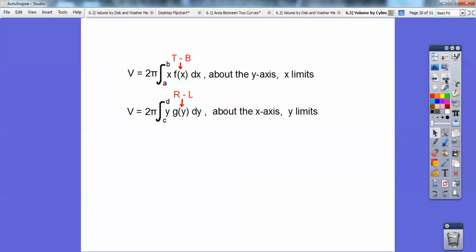Alrighty, don't forget, you guys, when you're doing the shell method, this has to be y equals f of x, and we're doing it around the y-axis. These are opposites of each other. These are x limits right here. If they're y limits, and you have x equals y equations, and it's going about the x-axis, these are shell methods right there.